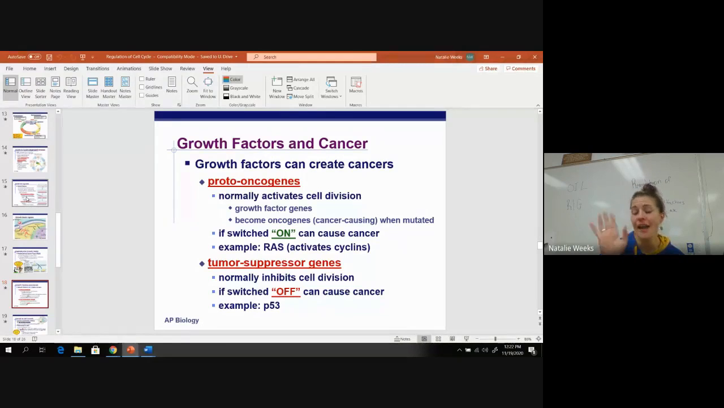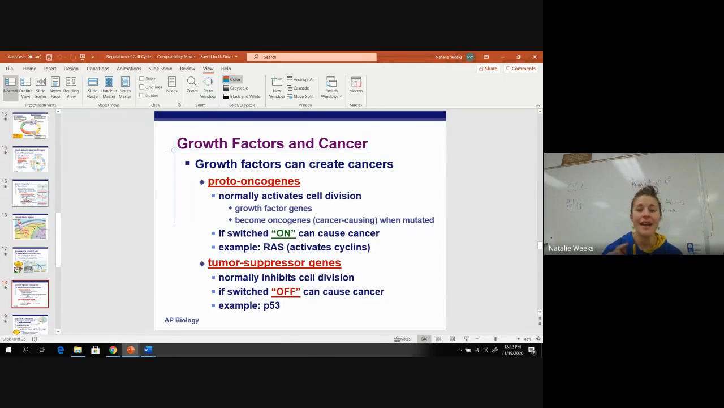They say, I'm going to ignore this. I'm going to replicate however I want. I don't care if my DNA is damaged. I don't care if the spindle's attached appropriately. I'm just going to keep replicating, whether I am touching another cell or not.